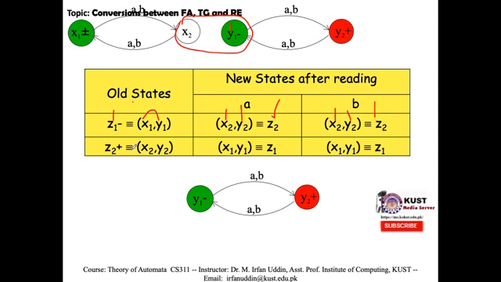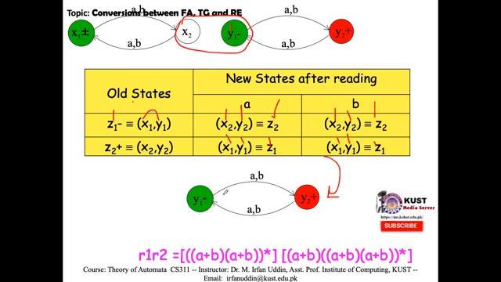Now Z2 is X2 Y2, and X2 reading A, we go to X1, and Y2 reading A, we go to Y1, which is Z1. Now X2 reading B, we go to X1, and Y2 reading B, we go to Y1, which is Z1. And its corresponding FA can be built like this.